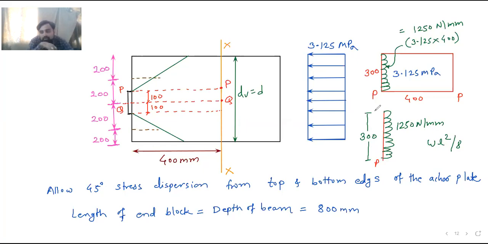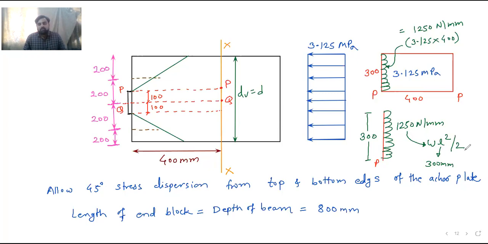Okay, so my bending moment will be WL square by 8, where W is this 1250 and L is what? It is 300. Not WL square by 8, it is taken as WL square by 2, since it is supposed to be a cantilever. The maximum moment we are going to take is WL square by 2.